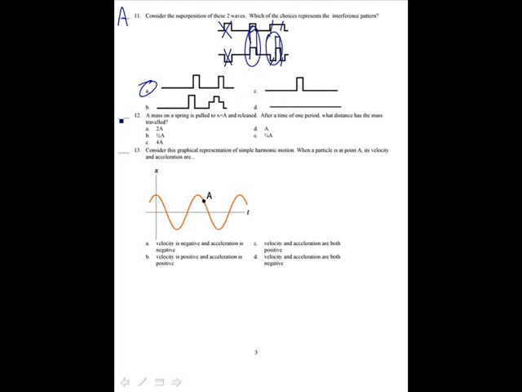Mass on a spring is pulled to x equal A and released. After a time of one period, what distance has the mass traveled? Alright, it travels A one way, A back, then A the other way and A back again, so that is 4A. Which is C.